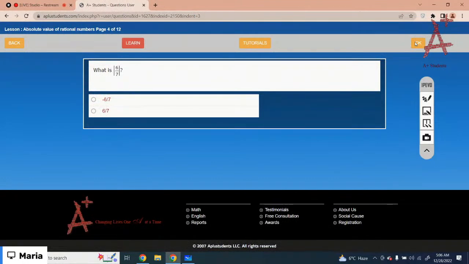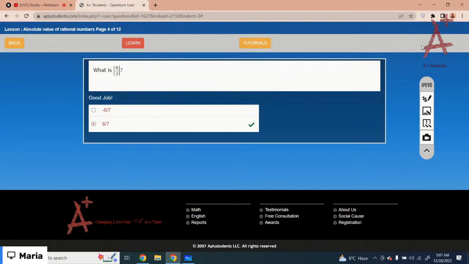Okay, what is 6 over 7? The absolute value of 6 over 7 is 6 over 7 is already a positive number. Got it? So a positive number have the same absolute value. It is 6 by 7. The second option is the correct one. Got it? Yes, it is the second one. Very good. Just select the correct option, then click on the OK button.